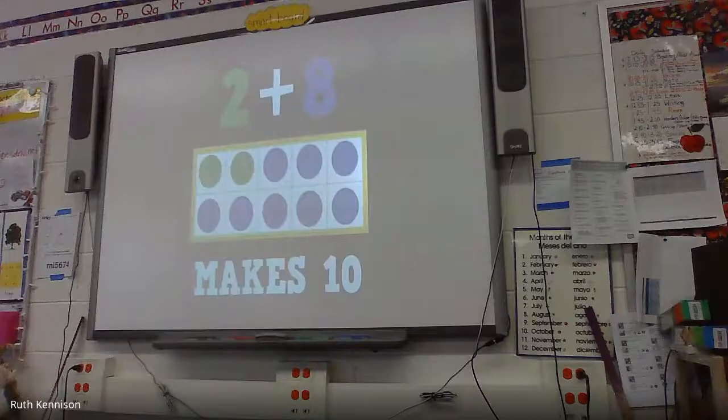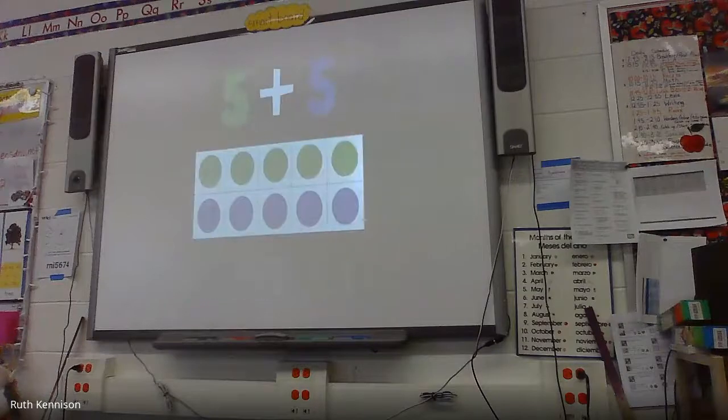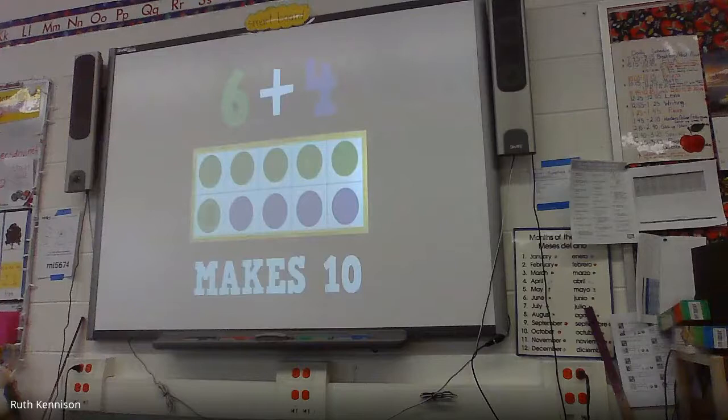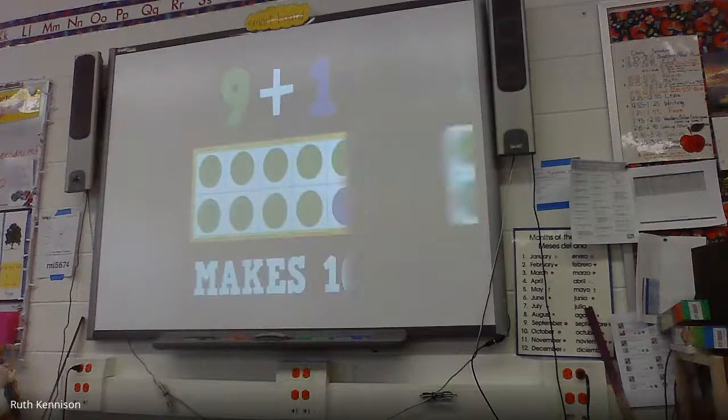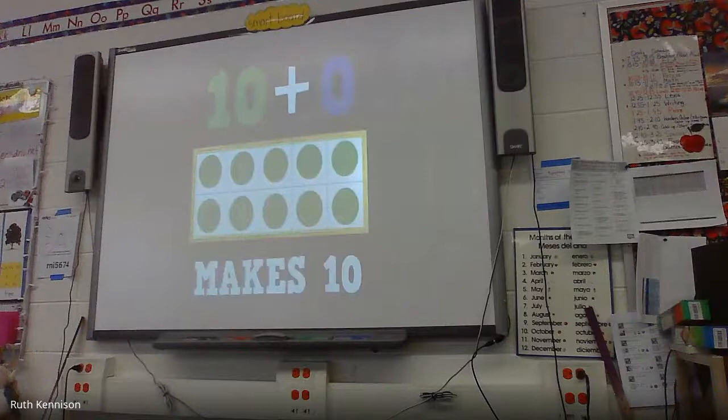Plus 8 makes 10. 3 plus 7 makes 10. 4 plus 6 makes 10. 5 plus 5 makes 10. 6 plus 4 makes 10. 7 plus 3 makes 10. 8 plus 2 makes 10. 9 plus 1 makes 10. 10 plus 0 makes 10.